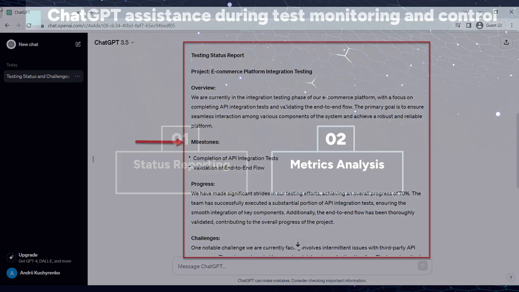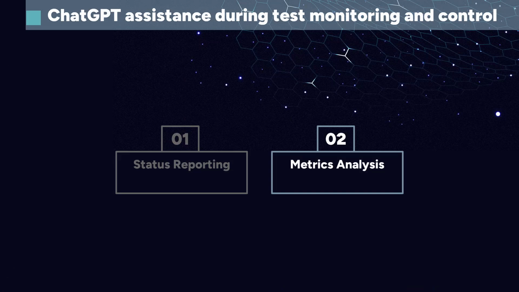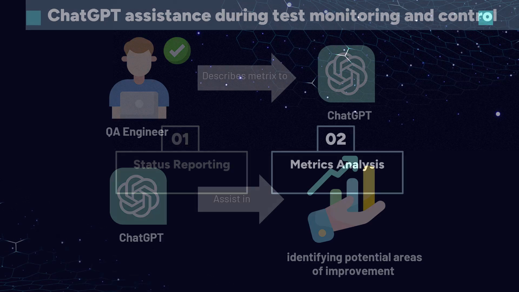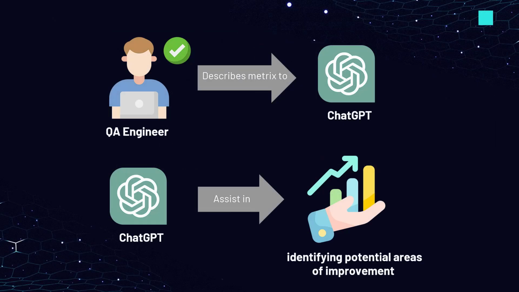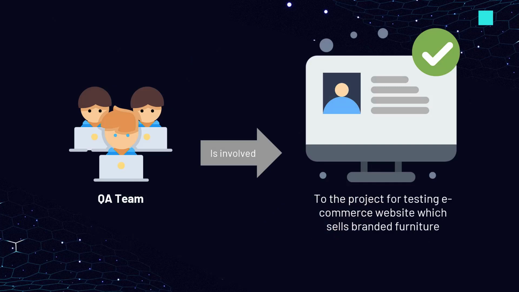Another scenario when ChatGPT could be beneficial during test monitoring and control is metrics analysis. A QA engineer might engage with ChatGPT to analyze test metrics and provide insights into trends or patterns. The tester can describe the metrics, and ChatGPT can assist in identifying potential areas of improvement. Let's consider an example of such a process. The QA team is involved with the project for testing an e-commerce website which sells furniture.